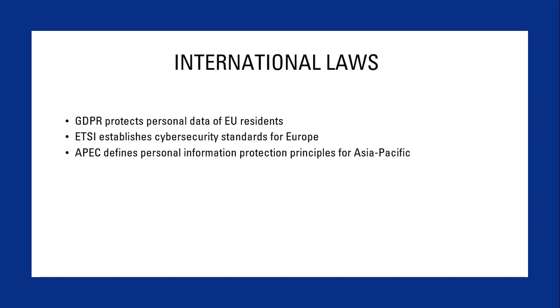Some of the most significant international laws and standards include the European Union's General Data Protection Regulation, which is one of the most comprehensive and impactful privacy laws in the world. It applies to any organization that collects, processes, or stores the personal data of European residents, regardless of where the organization is based. It also sets strict requirements for data protection, individual rights, breach notification, and much more. It also authorizes fines of up to 4% of a company's global annual revenue for non-compliance.